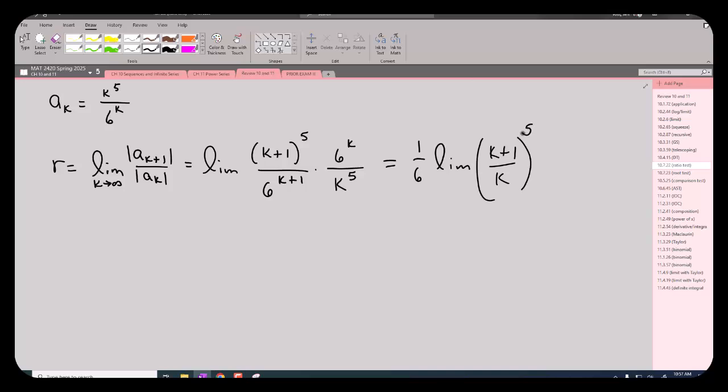Is 1 to the 5th indeterminate? No. 1 to the 5th is 1 times 1 times 1 times 1 times 1, which is 1. Okay, so this is not indeterminate, so you do end up getting 1/6.